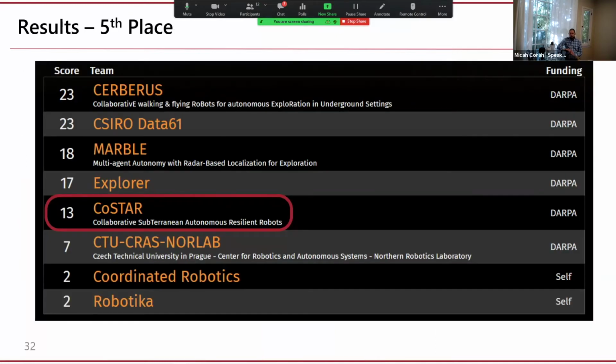Now, after all that hard work from everyone on the team, we ended up scoring 13 points and placing 5th overall. However, I think we generally agreed that result really was not that bad, so we're only 1 place behind CMU.